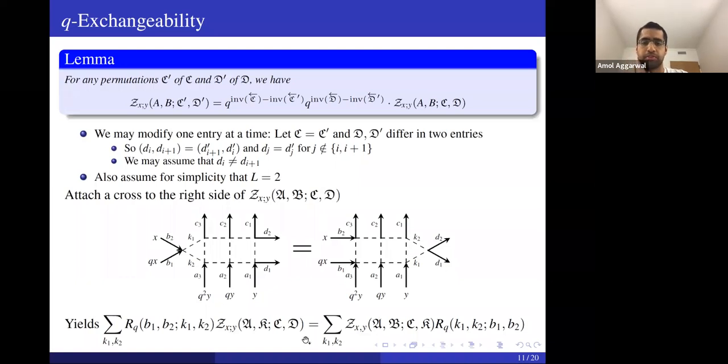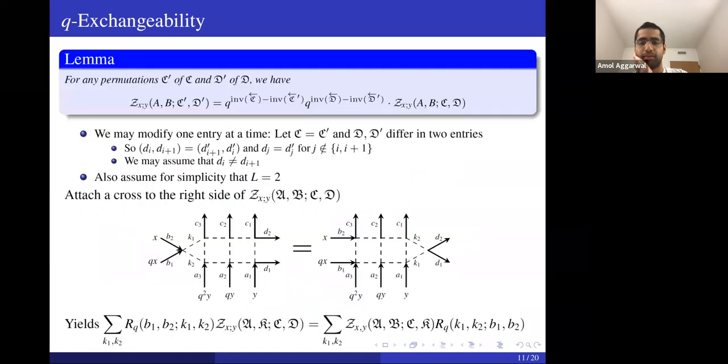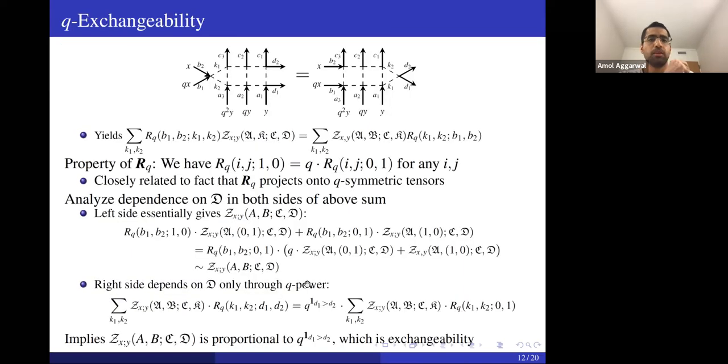Okay, so this is just the Yang-Baxter equation. And of course, the important point is that now I have more q's here due to the quotient of the spectral parameters at the crosses. Okay, so I've just rewritten the equation over here.